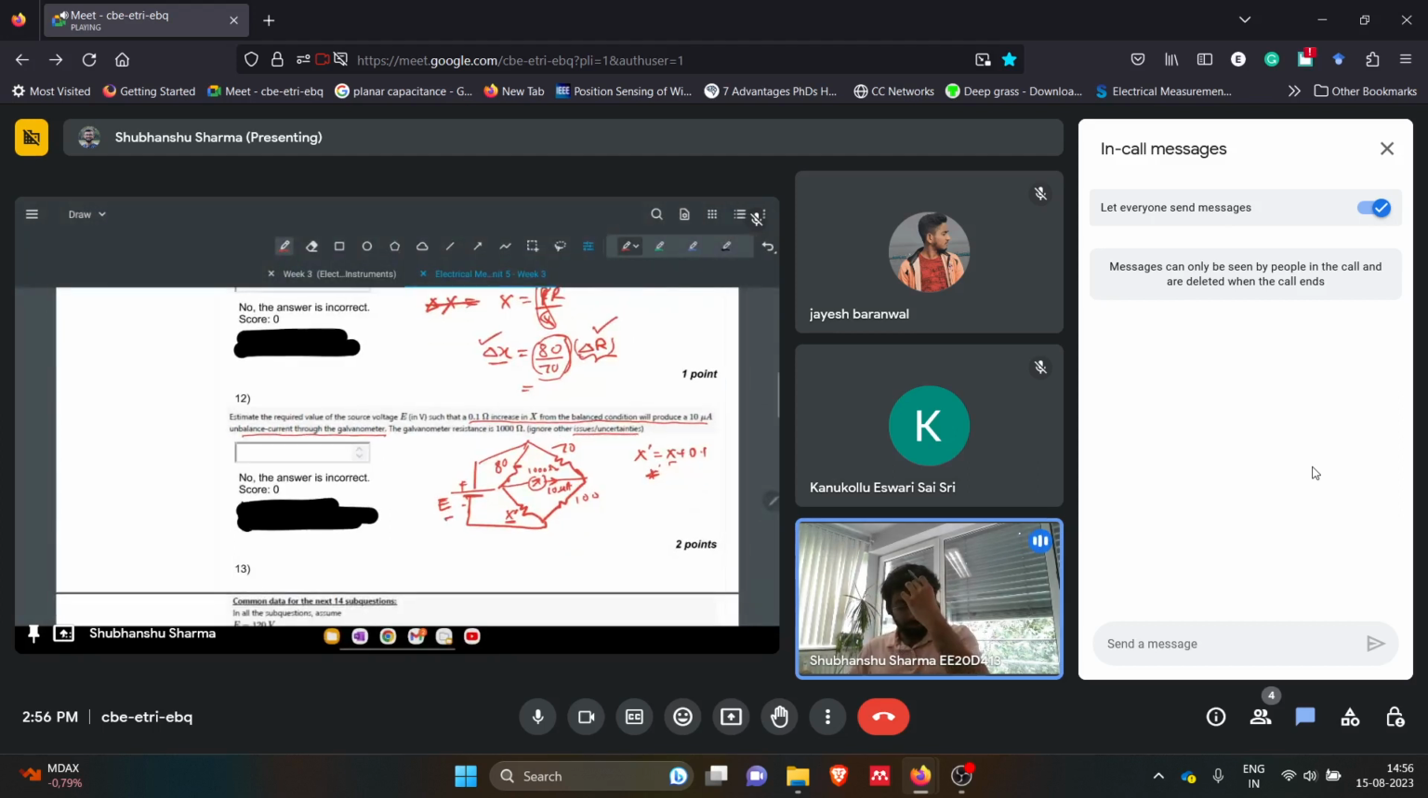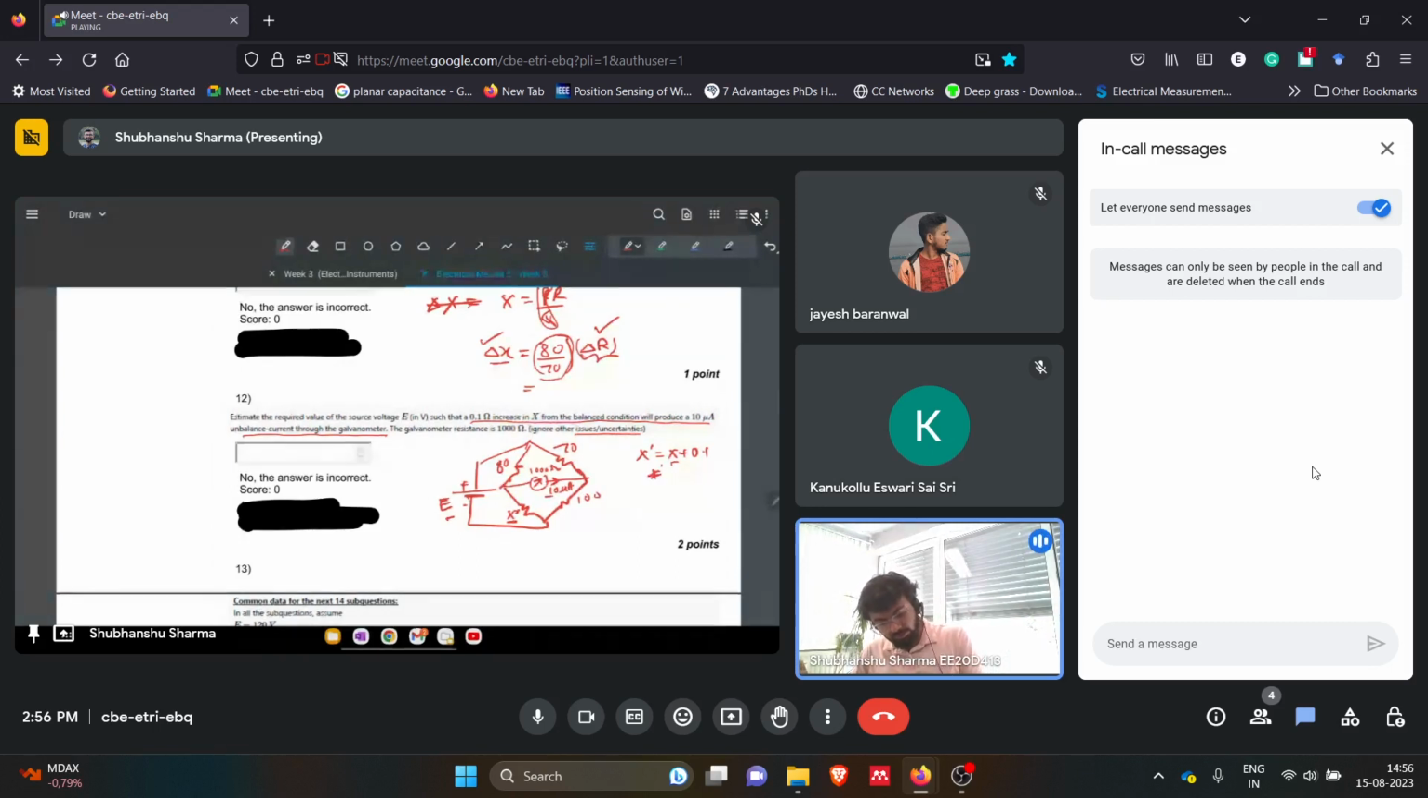We can go simply by KCL, KVL, or node analysis, whatever you want. Or I think now it's easy. Now you have 10 microampere, so you can say the voltage drop in this branch will be what? Let's say this is A, this is B, this is C, this is D. So VAC will be what?